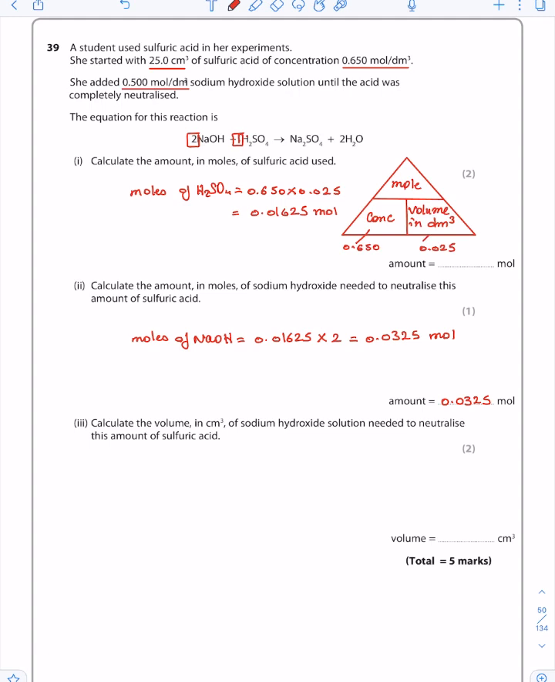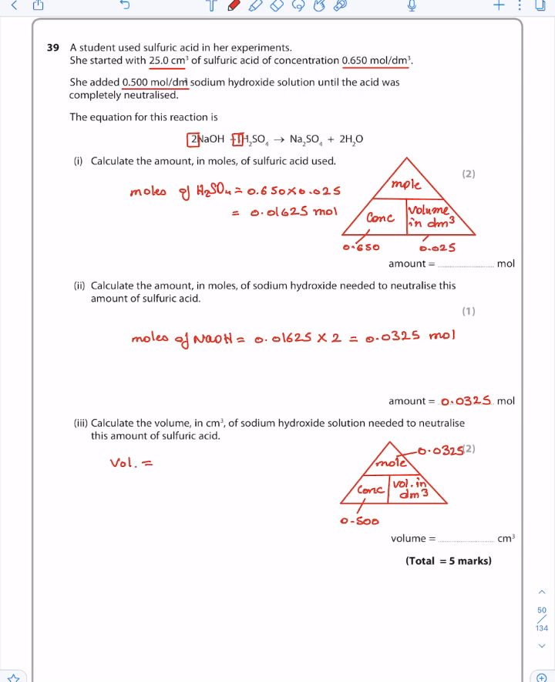0.0325 moles. Part 3: calculate the volume in cubic centimeter of sodium hydroxide needed to neutralize this amount of sulfuric acid. عندنا الرول concentration equal moles over volume. معانا المولز جبناها من double I ومعانا الكونسنتريشن 0.500 اللي هو concentration of sodium hydroxide. يبقى كده فاضل لنا ان احنا نجيب الفوليوم.